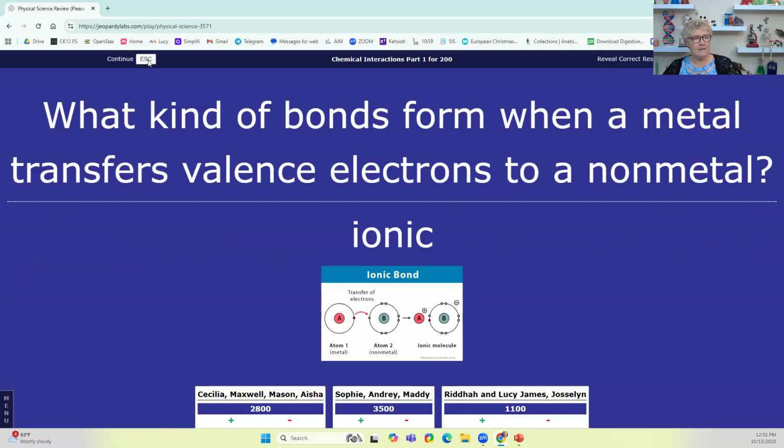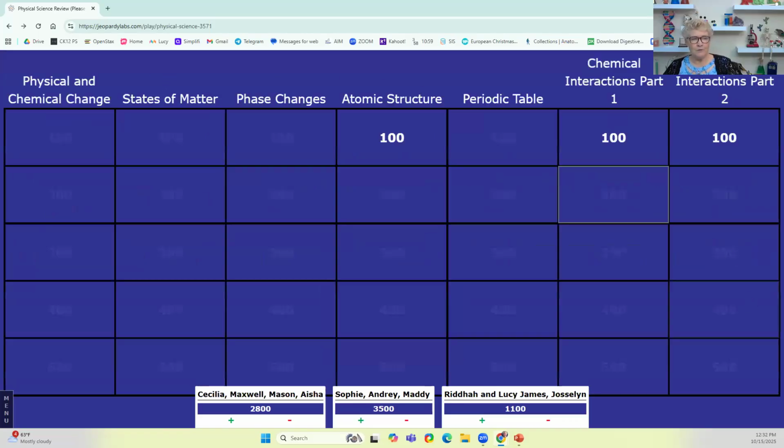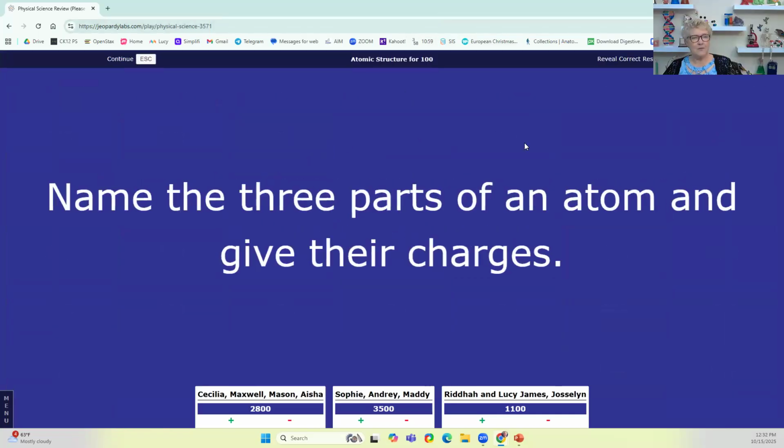All right, and we'll just do one more now. It is going to be Lucy James' turn to pick. Atomic structure for 100. Name the 3 parts of an atom and give their charges. Rita, Jocelyn, you can help. 3 parts of an atom.